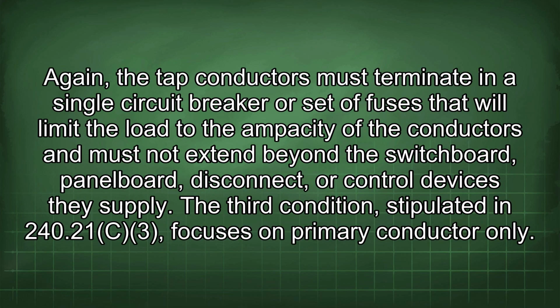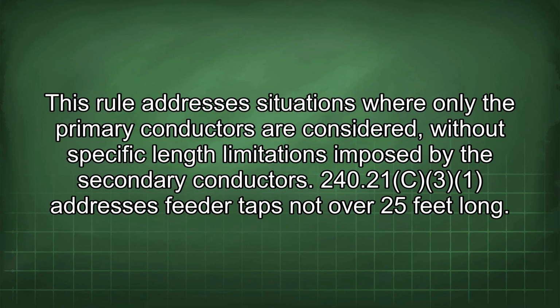Again, the tap conductors must terminate in a single circuit breaker or set of fuses that will limit the load to the ampacity of the conductors and must not extend beyond the switchboard, panelboard, disconnect, or control devices they supply. The third condition, stipulated in 240.21(C)(3), focuses on primary conductor only. This rule addresses situations where only the primary conductors are considered, without specific length limitations imposed by the secondary conductors.